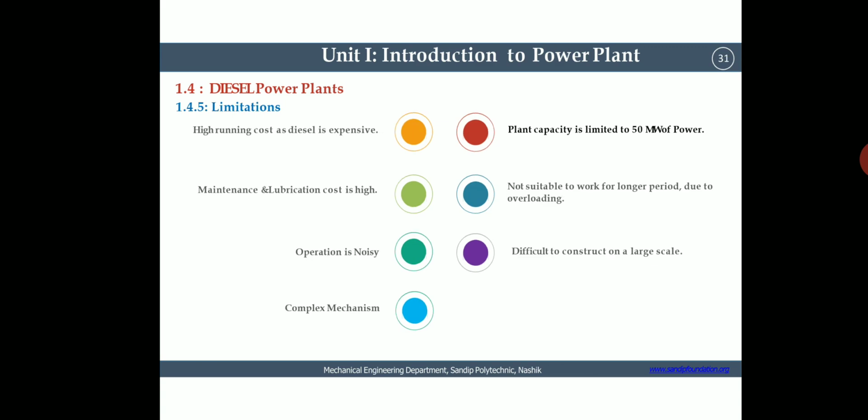Limitations. High running cost as diesel is expensive, maintenance and lubrication cost is high, operation is noisy, and the mechanism is complex. Plant capacity is limited to 50 megawatts of power, not suitable for long periods due to overloading, and difficult to construct on a large scale.